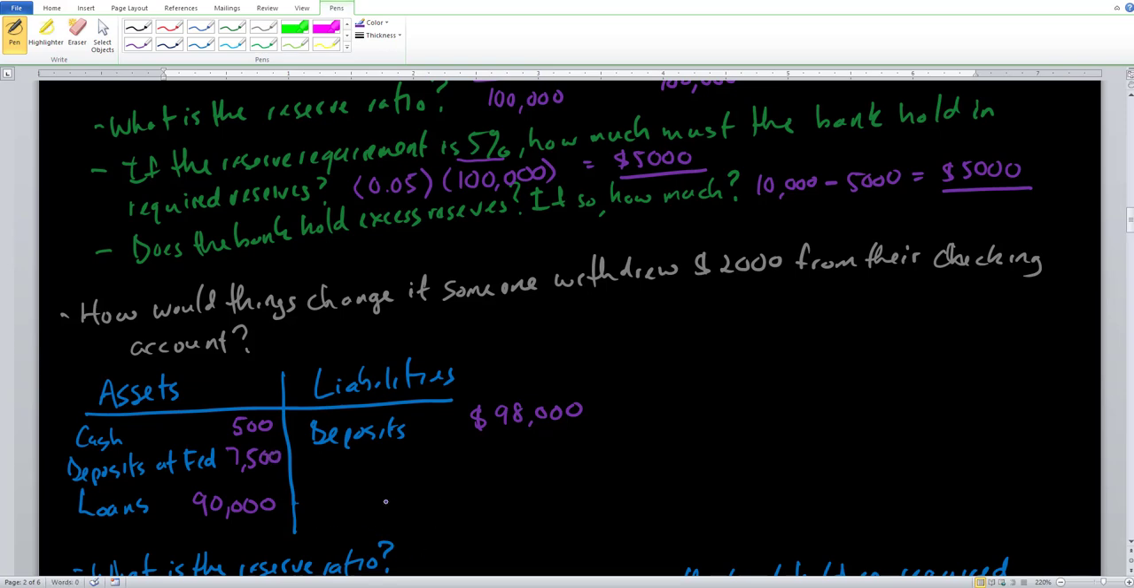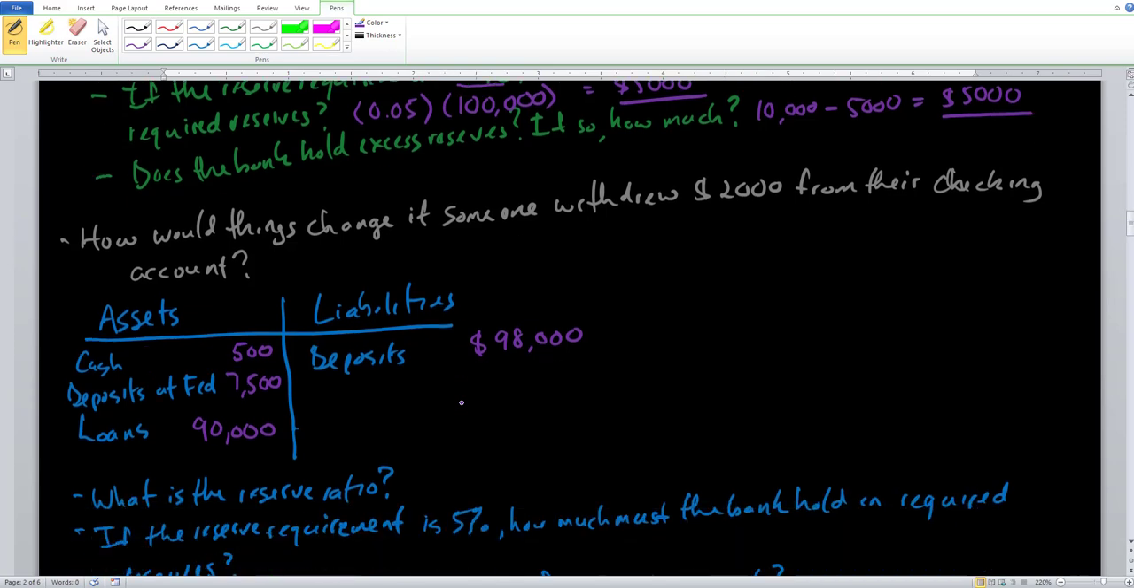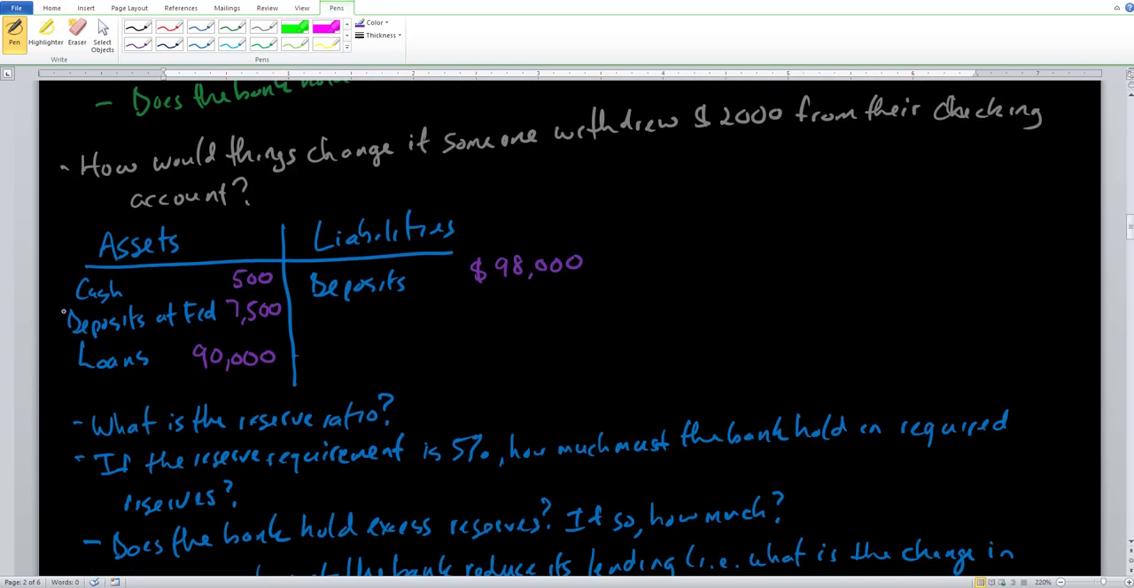And we check ourselves once again. The left-hand side: 8,000 plus 90,000 will give us 98,000. That equals the right-hand side, which equals $98,000 as well. So we are good to go. Remember, it doesn't really matter where the bank takes out its reserves, but the problem will specifically tell you where to take it out. Here, we're taking it all out of vault cash.